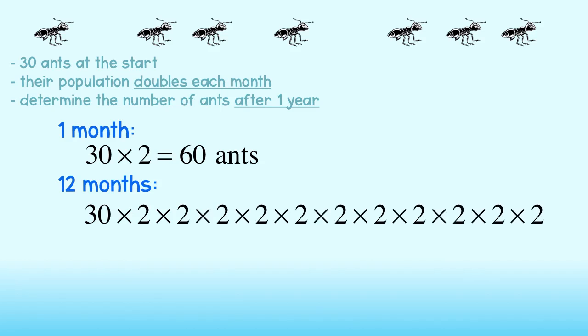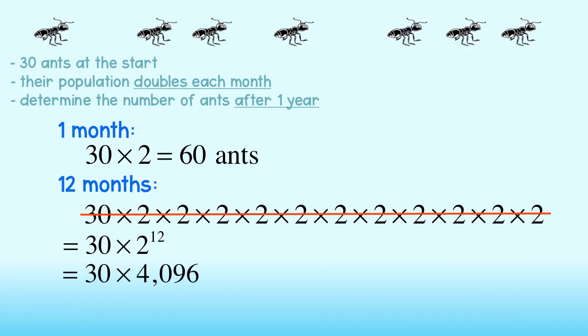However, we learned a shorter method for calculating this. Since there are 12 twos, we can use exponential notation to write this as 30 times 2 to the 12th power. 2 to the 12th power is 4,096 times 30 is 122,880. There will be 122,880 ants at the end of the year. Good job!